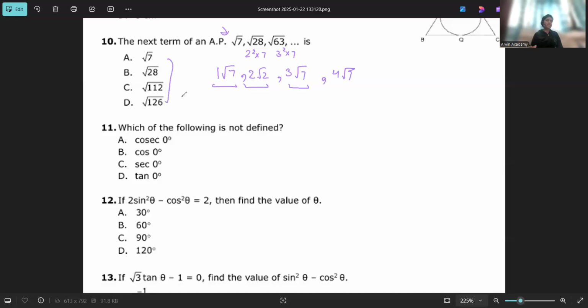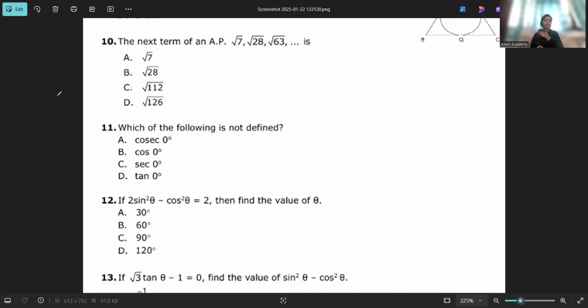But 4√7 is no option. If I take this 4 back inside, it will become like 4 square into 7. So 16 sevens are, that is 112, option number C.